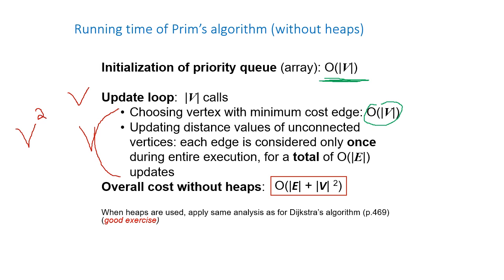And this is why the overall cost ends up being big O of the number of edges plus the number of vertices squared. The square comes from the nesting of the two update loops. These calls here, and then also these calls here.